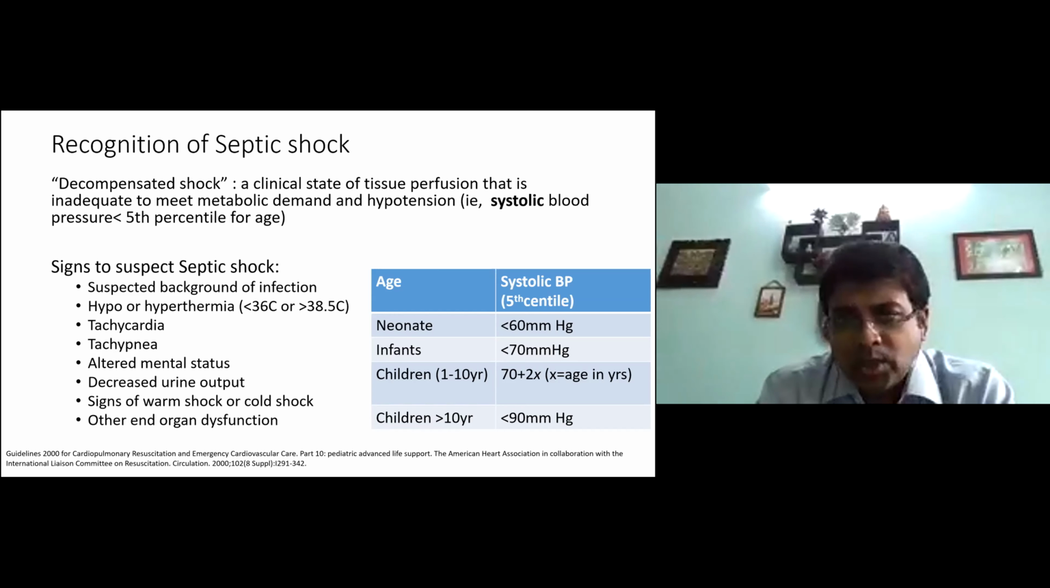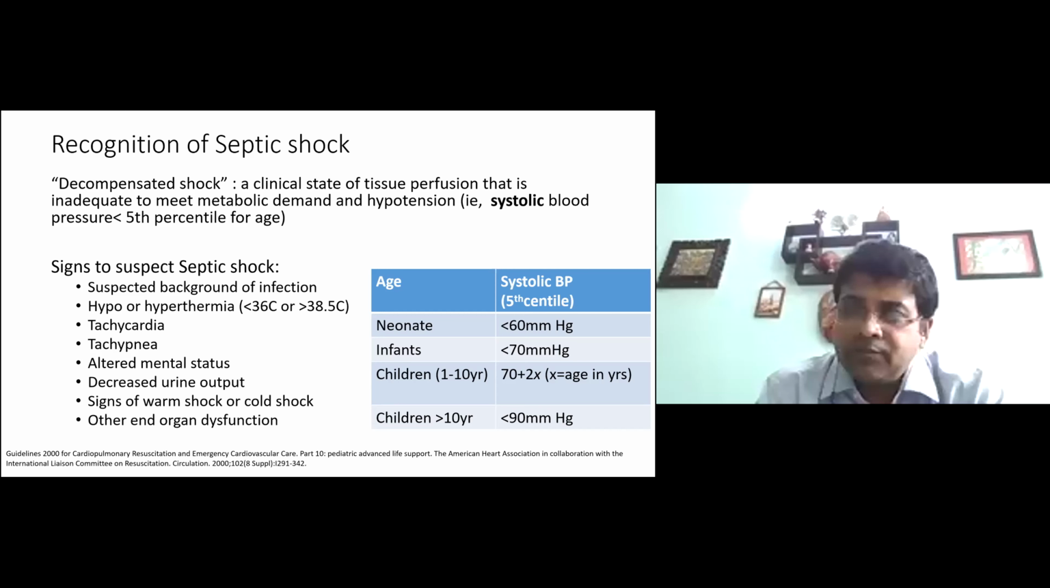So how do we know what the fifth centile is? This will be kept as a ready reference in the manuals. The neonate will have systolic BP less than 60, infants less than 70. For children between 1 and 10 years, you have to calculate: it's 70 plus 2 into X, where X is the age in years. For children above 10 years, it is less than 90.